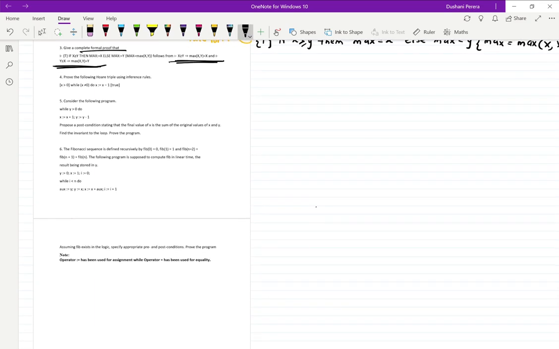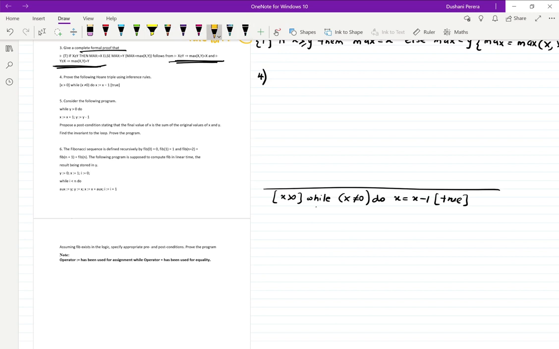Okay, now let's go to question number 4. We have to prove this Hoare triple using inference rules. So we have x greater than 0, while x not equal to 0, do x equals x minus 1, true. Okay, so here, since we have a while loop, we have to use the rule for while. So let's use the rule for while.